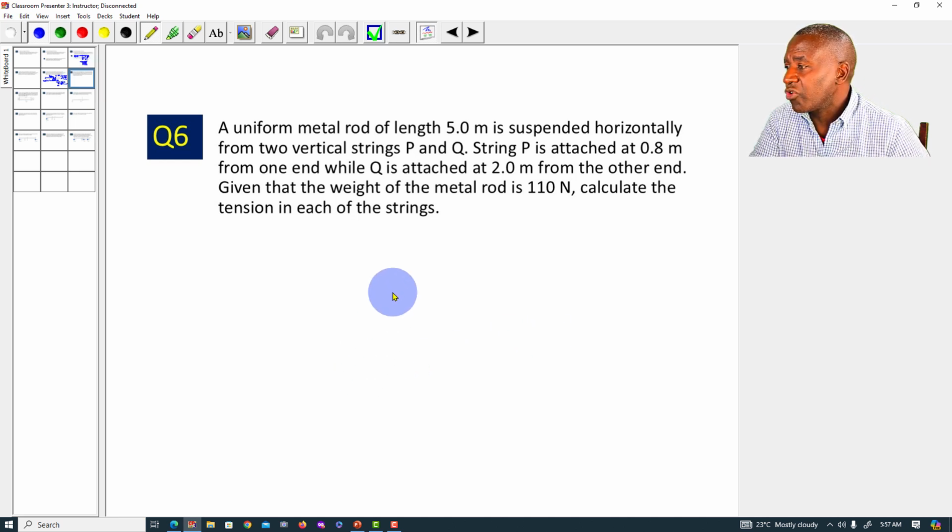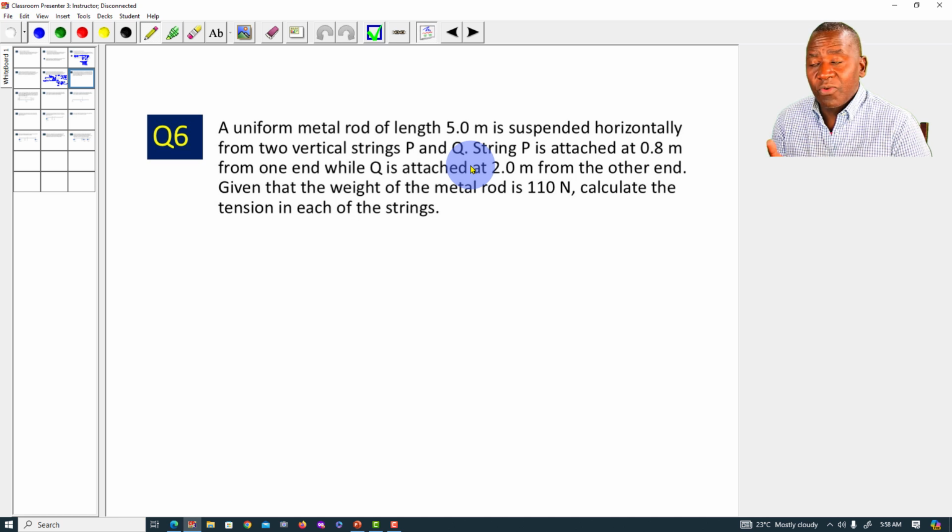For example, this metal rod here is 5 meters. It is suspended horizontally by 2 vertical strings, P and Q. It's just like the previous question, only that in the previous question there were spring balances. They are the ones which were supporting that object. This time it is just vertical strings. It's the same thing, because in both of them we are working out tensions in the strings. String P is attached 0.8 meters from one end, while Q is attached at 2 meters from the other end. Given that the weight of the metal rod is 110 newtons, calculate the tension in each of the strings.